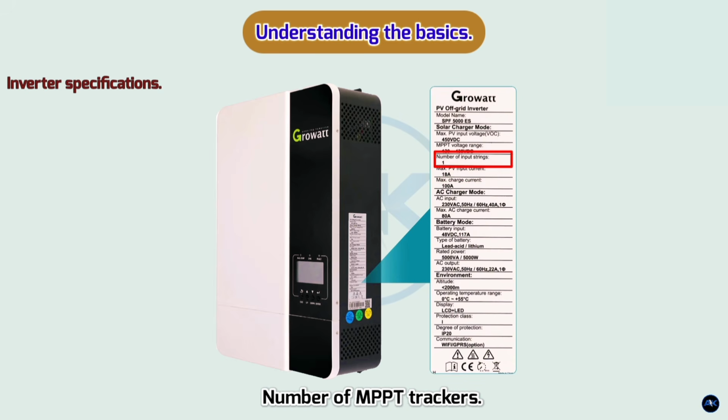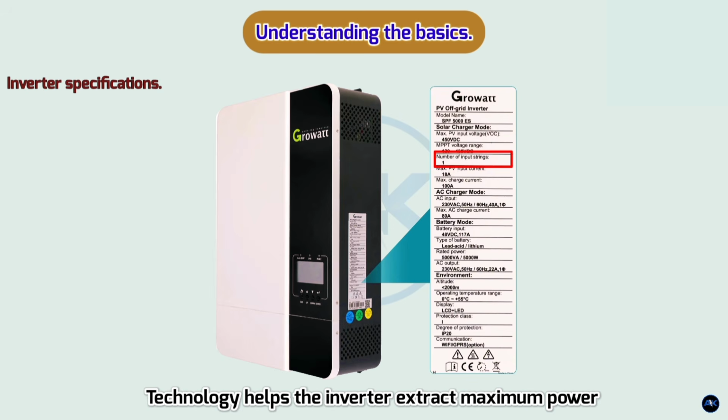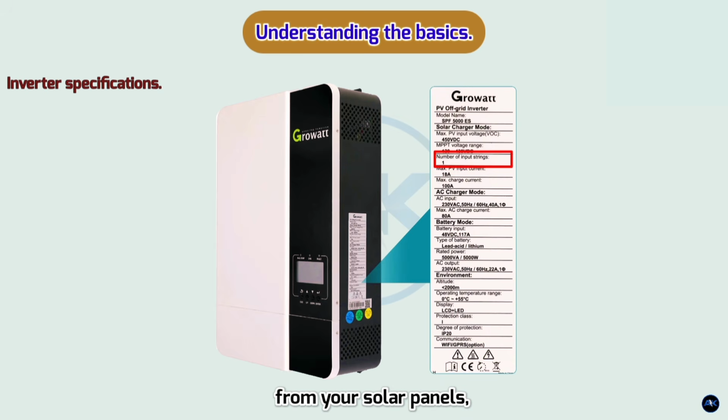Number of MPPT trackers. MPPT, maximum power point tracking, technology helps the inverter extract maximum power from your solar panels, even in varying light conditions. More MPPT trackers allow for better performance, especially in systems with multiple solar arrays or different orientations.